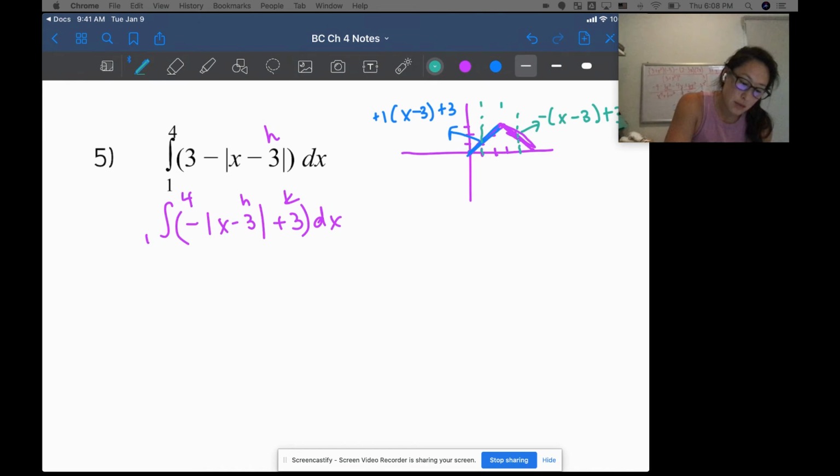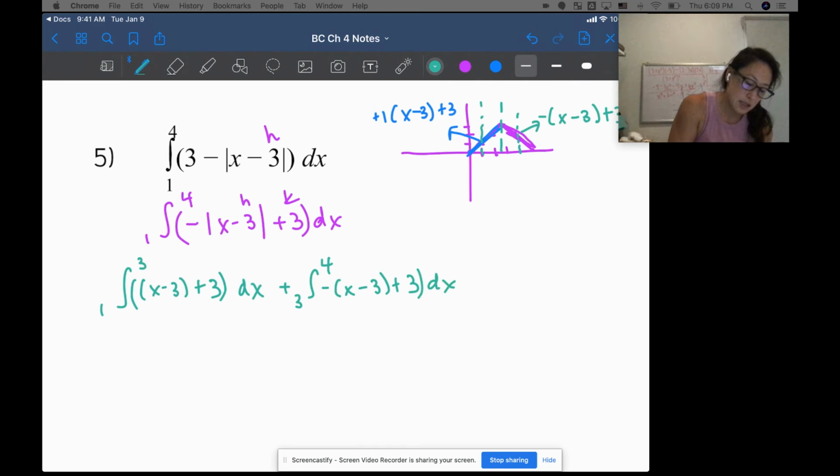So I can see at 3, the graph changes equations. So I'm going to evaluate from 1 to 3 using the blue equation. So x minus 3 plus 3 dx plus from 3, where we left off, to 4 of -x minus 3 plus 3 dx.